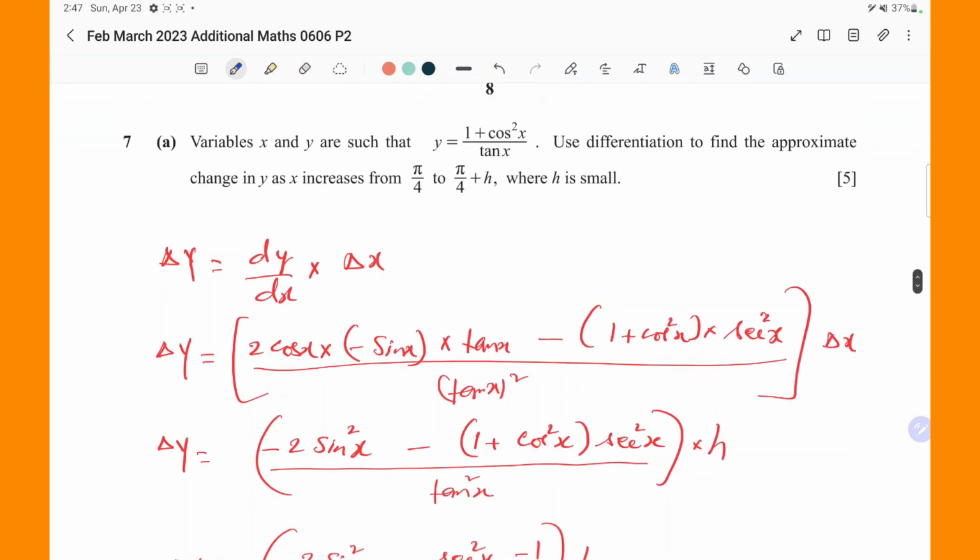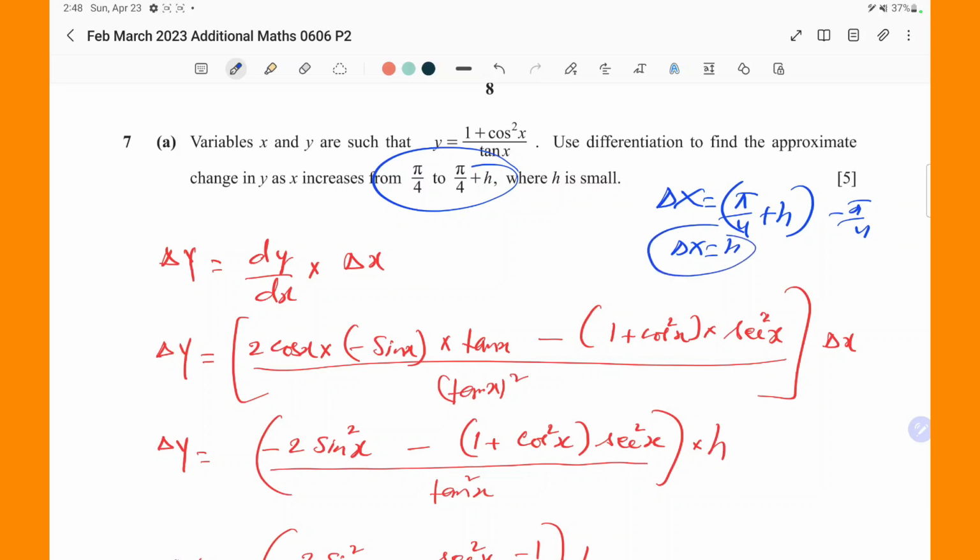Now come to question number 7 that says variables x and y are such that y equals (1 plus cos square x) over tan x. Use differentiation to find the approximate change in y as x increases from pi over 4 to pi over 4 plus h. Okay, so x changes. Delta x will be pi over 4 plus h minus pi over 4. So delta x is h.